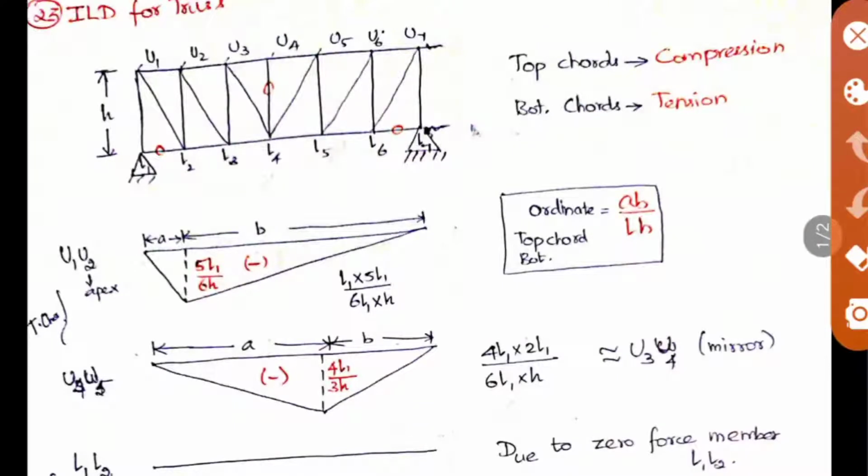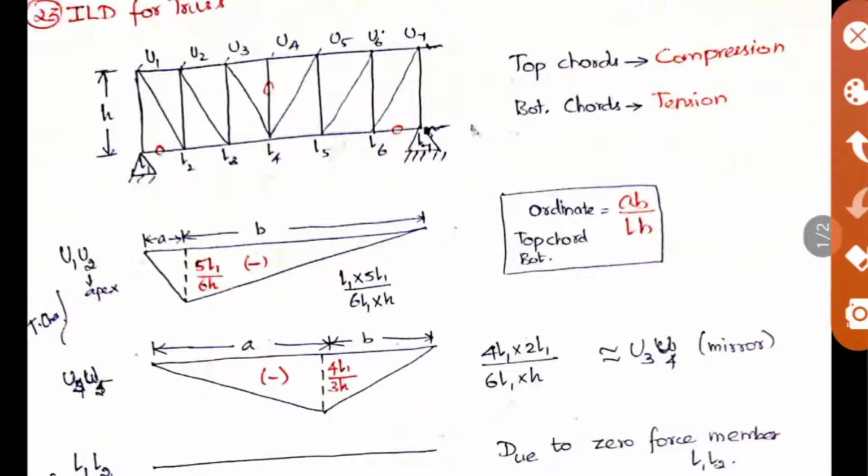Here there is a truss with 6 panels. The joints at the top I have marked as U1, U2 to U7, and at the bottom as L1, L2 to L7. The height of this truss is H.